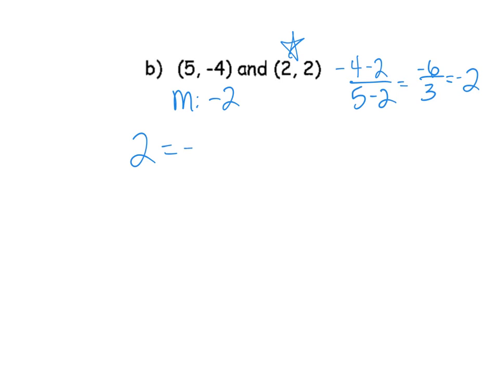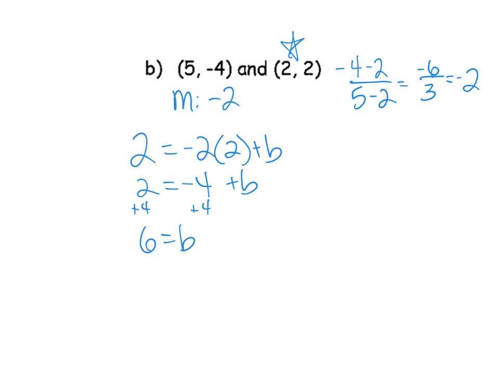Y equals mx plus b. Add 4 to both sides. Six? Yeah, plus. You can, as long as your answer is negative 2x plus 6. No. Even if you pick 5 comma negative 4, you will still get negative 2x plus 6.